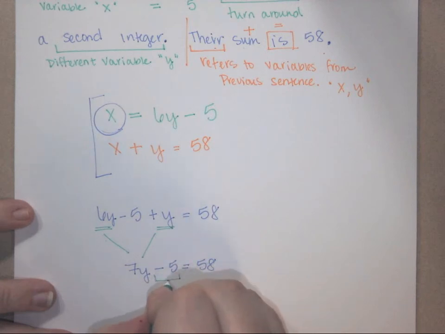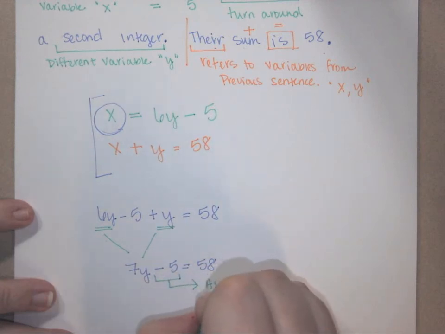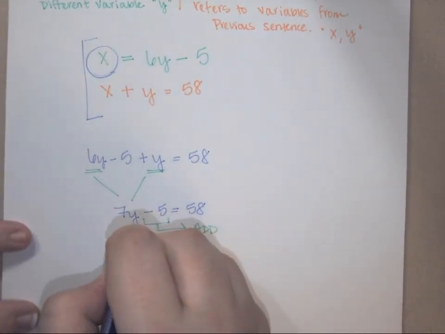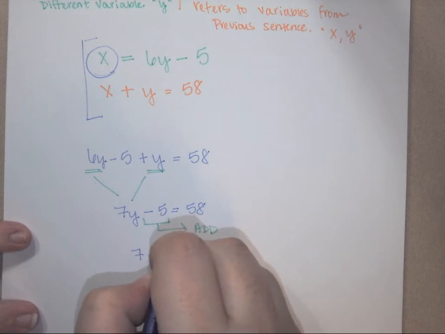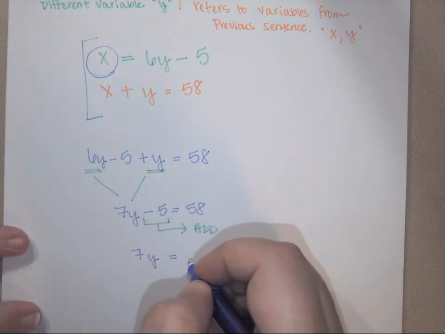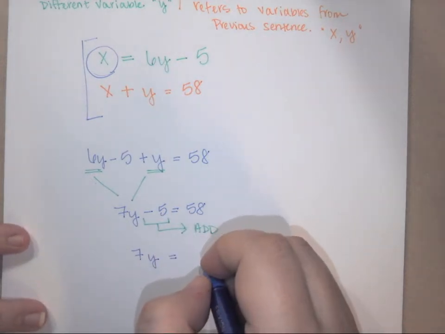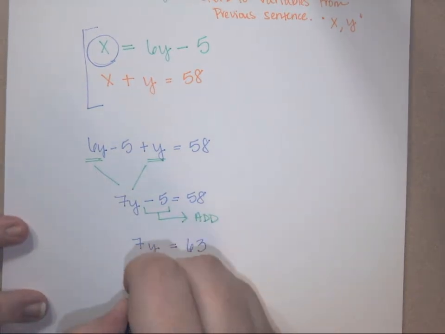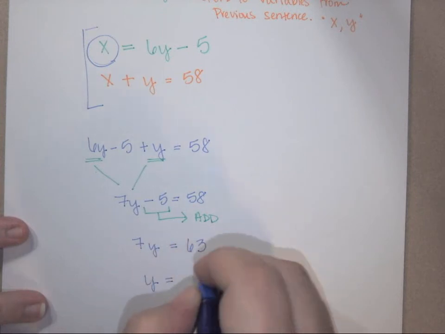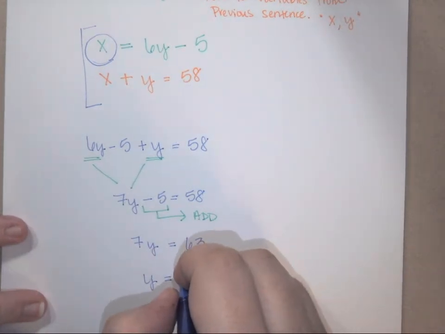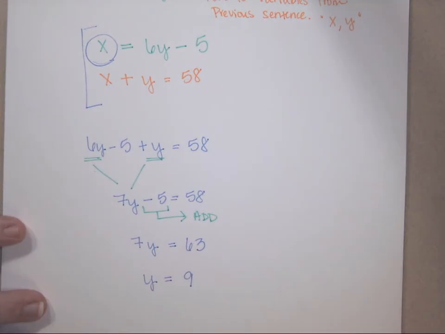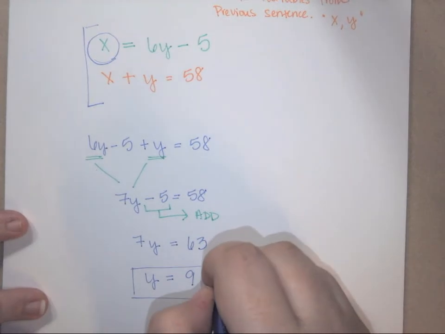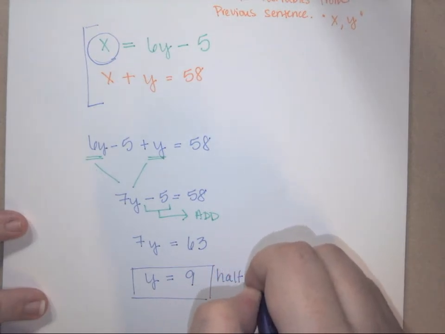I can take this 5 and move it over. Because it is subtracting, I need to add it. So this becomes 7y is equal to my 63. Divide everything by 7 and I get that y is equal to 9. Now this is only half the solution.